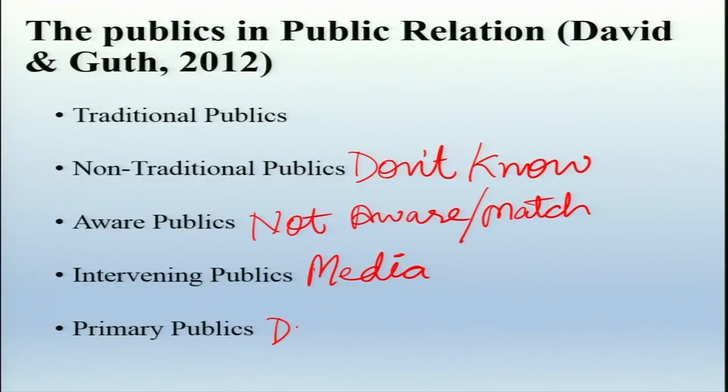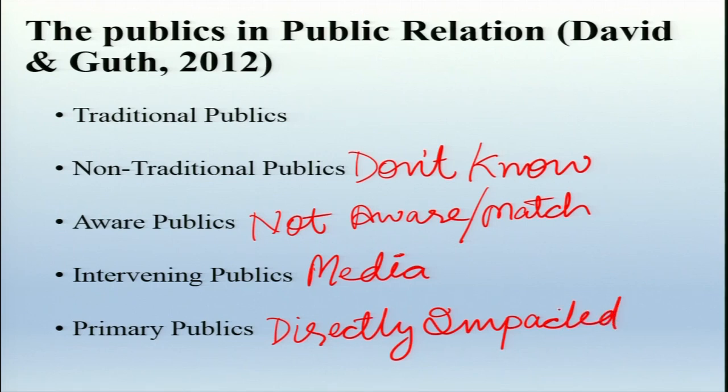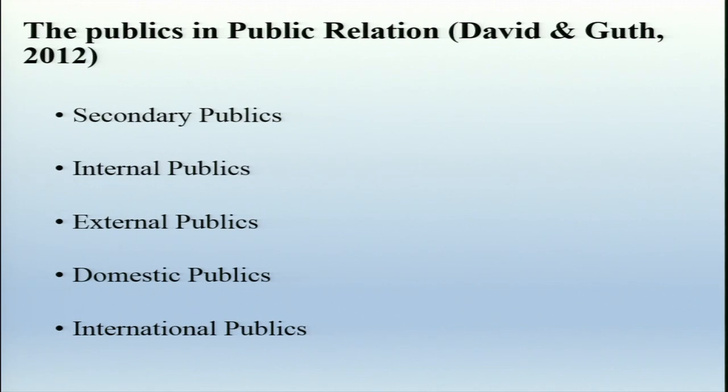Another one is primary publics. Primary publics is directly impacted by the organizational decisions. Directly impacted. If I take the example of employees, they are primary public. The customers are also going to be primary public. They are directly impacted by the organizational decisions. Whereas, in the context of secondary publics, they are not at all directly involved, and they are not at all directly impacted by the organizational decisions.